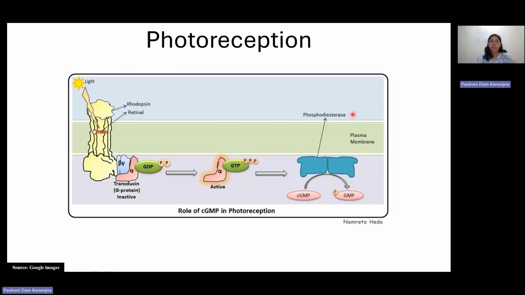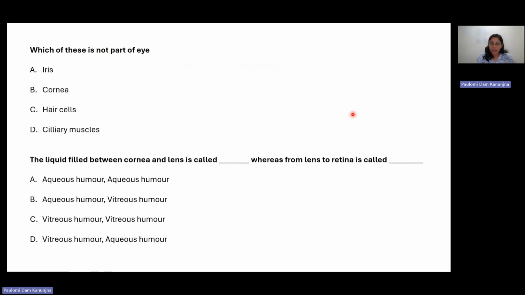Okay, right. So which of this is not part of an eye? Iris, cornea, hair cells, and ciliary muscles. And the liquid filled between cornea and lens is called what?